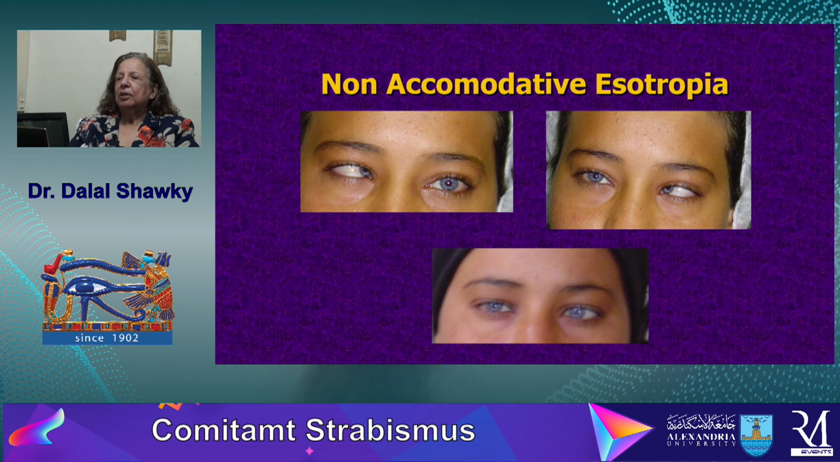Here is non-accommodative esotropia. Non-accommodative, look at her nice blue eyes. She had neglected esotropia since childhood, and she came when she was about 23 years or more with this alternating type of esotropia. Of course, no amblyopia, and these are the eyes after medial rectus recession of the two eyes, the two sides. Still a small residual angle, but she was operated after this by resection of the lateral rectus of the left eye.